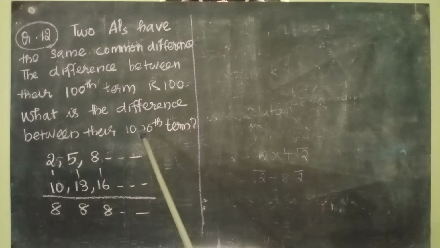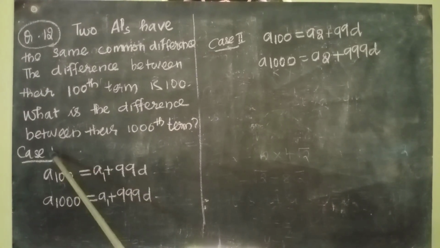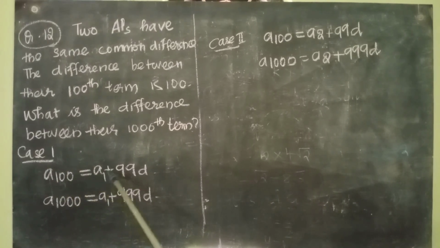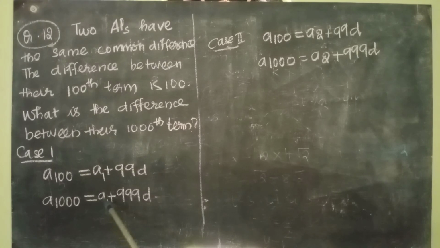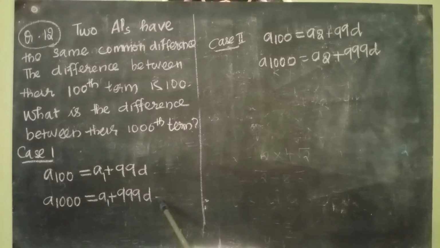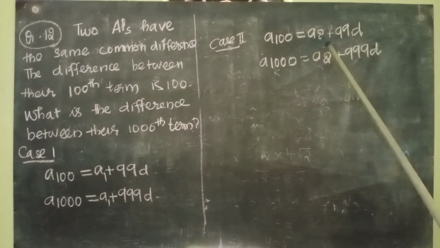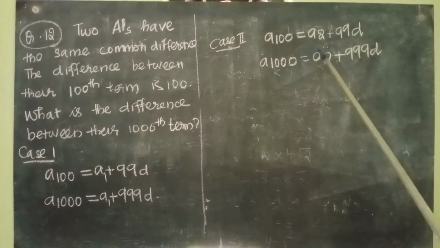Let us write the steps. There are two APs. So first AP we can consider case 1. In the first AP we can write 100th term, A100 equal to A1 plus 99D. A1 is the first term of first AP and A1000 equal to A1 plus 999D. For the second AP we can write A100 equal to A2 plus 99D and A1000 equal to A2 plus 999D.